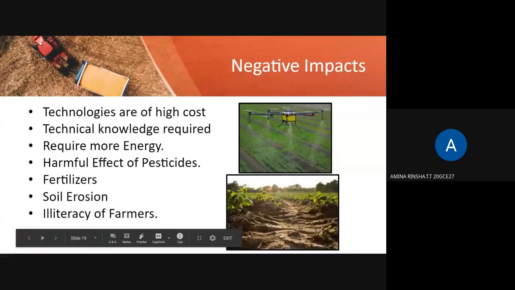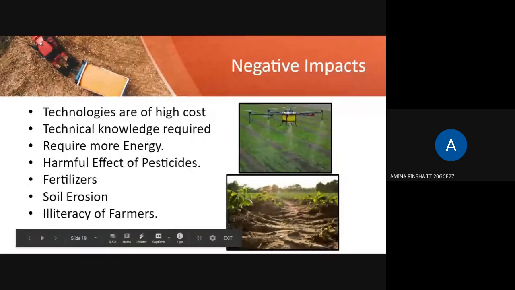Next, the negative impacts of technology in agriculture. Most of the technologies are high cost, so it will be difficult for farmers to afford them. Technical knowledge is required to operate these machines, so not every farmer will be able to operate them, and this puts them in a very competitive area. A large amount of energy input is required to produce, transport and apply chemical fertilizers and pesticides.